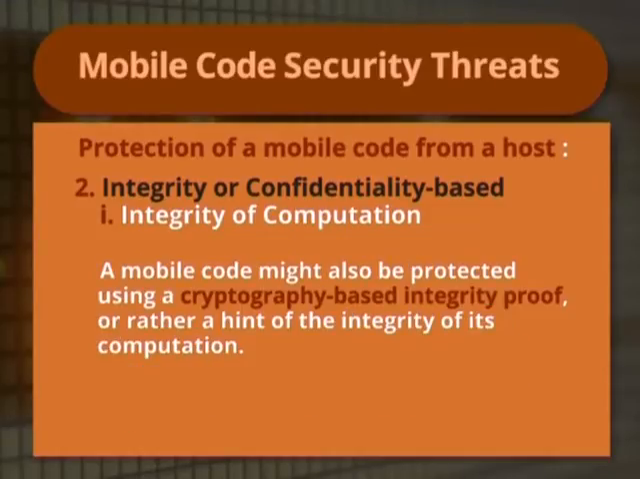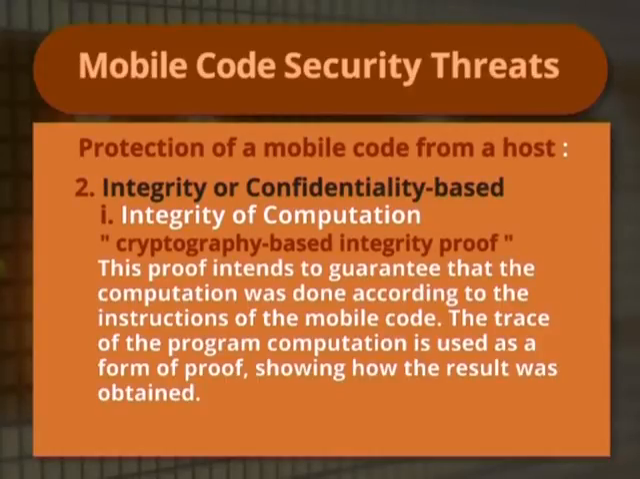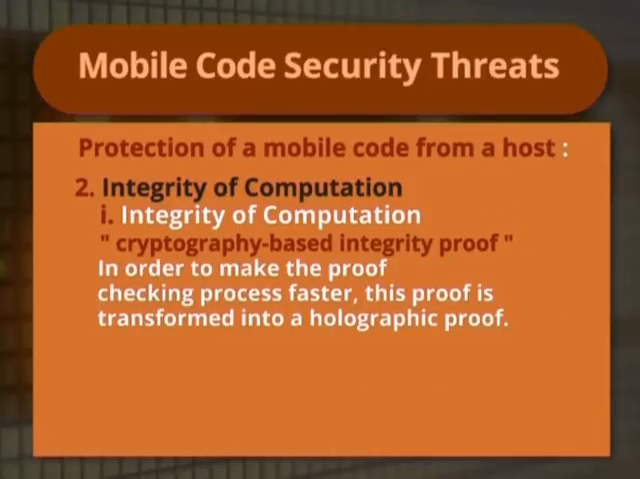A mobile code might also be protected using a cryptography based integrity proof, or rather a hint of the integrity of its computation. This proof intends to guarantee that the computation was done according to the instructions of the mobile code. The trace of the program computation is used as a form of proof showing how the result was obtained. In order to make the proof checking process faster, this proof is transformed into a holographic proof.